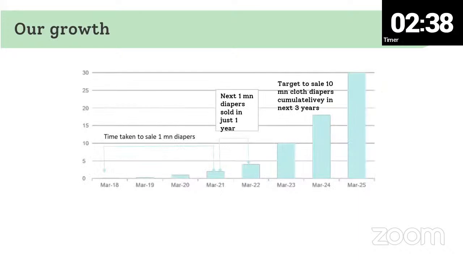We have grown exponentially since 2018. We sold about 1 million diapers from FY 2018 to 21. The next million came in just 1 year. And with our innovative product and market reach, we plan to sell 10 million diapers in the next 3 years.